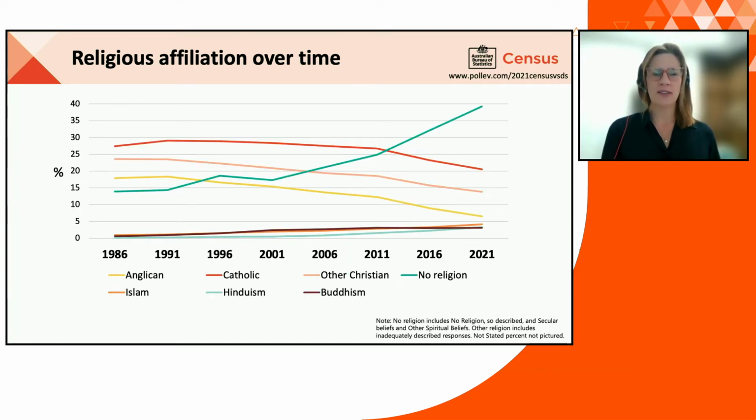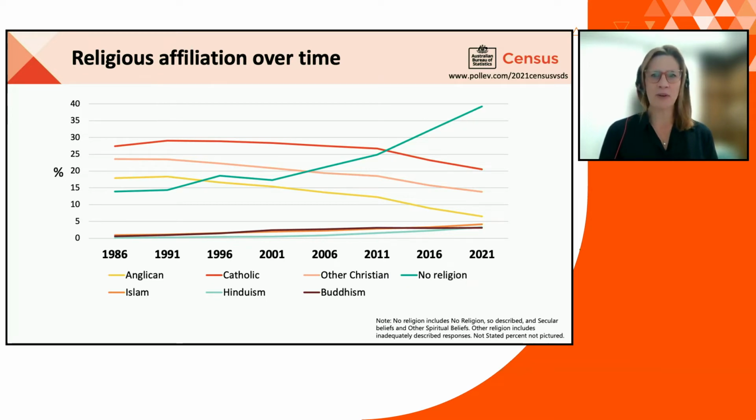Here we have separated out the different Christian denominations. The dark orange line at the top is Catholic, which continues to be the most commonly reported Christian religious affiliation, but has dropped off in the last 10 years in particular. Running almost parallel with that are other Christians, and then the Anglican group has dropped right down to just over 5%. The no religion line is the same line I presented before, but for the Victorian picture, and it's coming up to just about 40% of Victorians in 2021 expressing no religious affiliation.